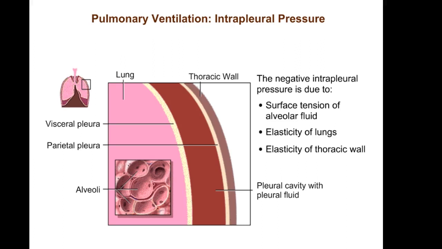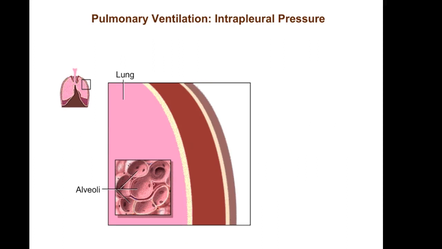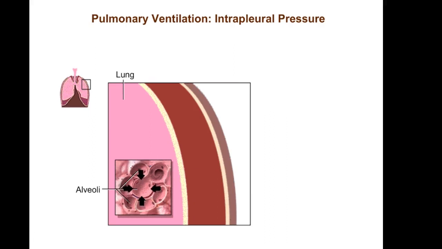Let's observe the effect of the surface tension. The surface tension of the alveolar fluid tends to pull each of the alveoli inward, and therefore pulls the entire lung inward. Surfactant reduces this force.